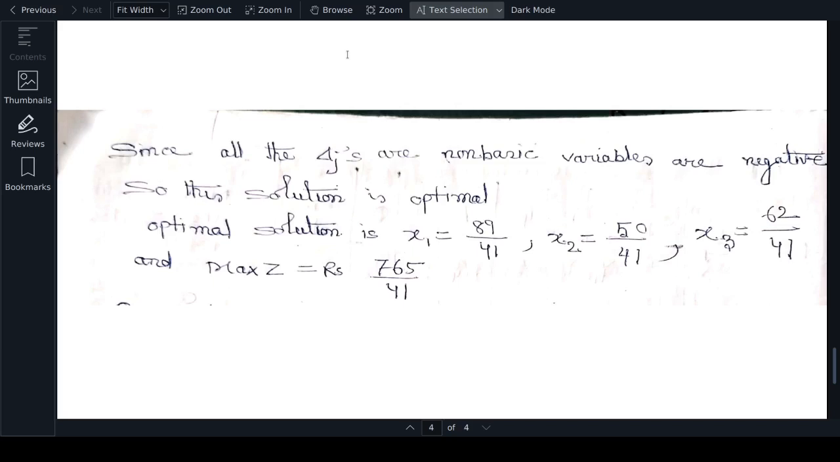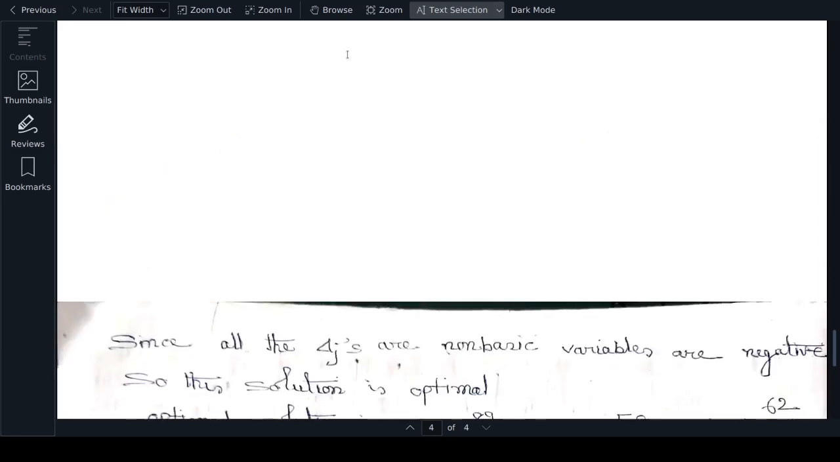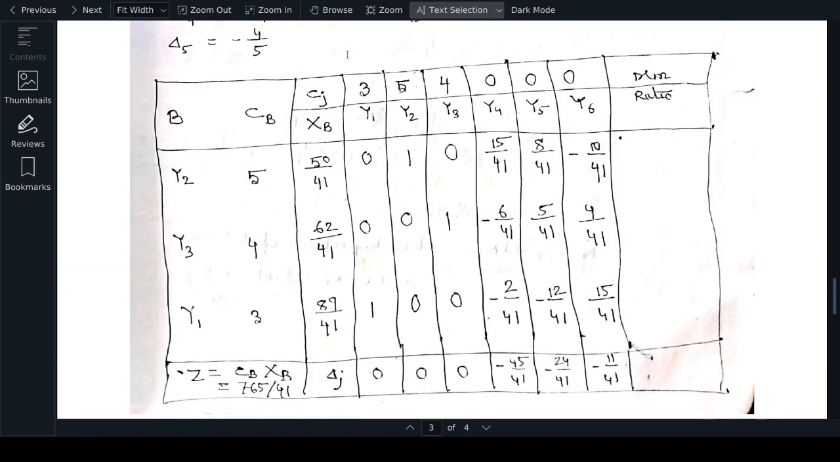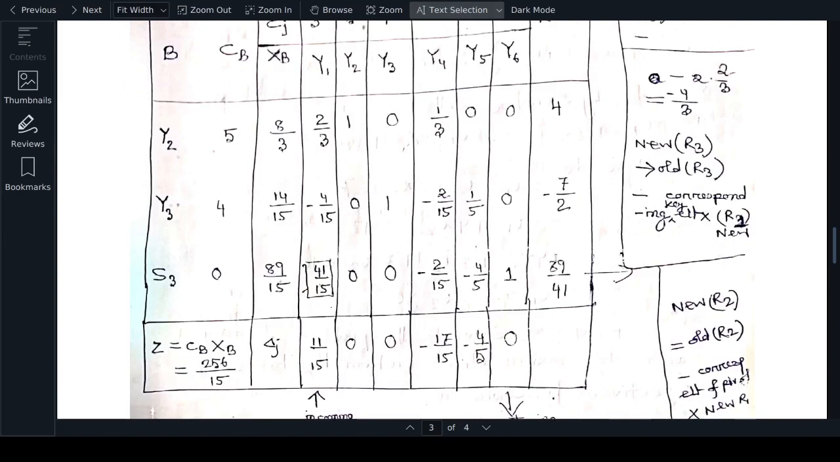So the formula for this: new element, meaning when we make the second table, equals old element minus the intersection of key row and key column divided by pivot element. The incoming vector is also called the key column, and the outgoing vector, meaning the minimum ratio row, is called the key row. You will remember this, and you will always mark the pivot element. Practice again, and if any doubt, ask.